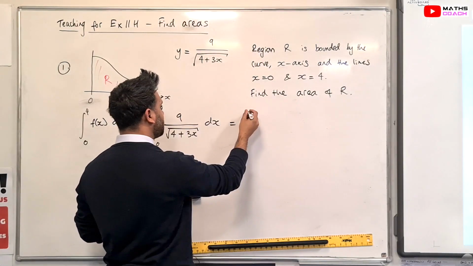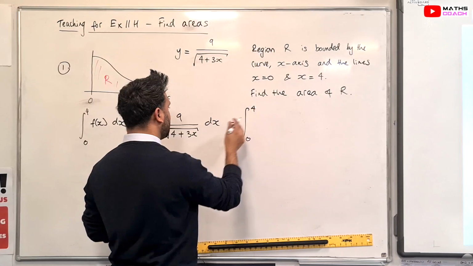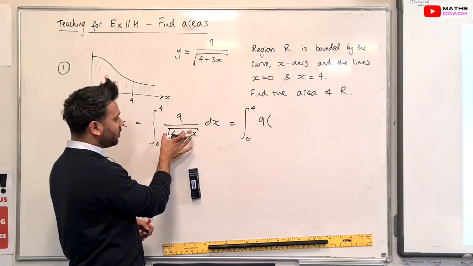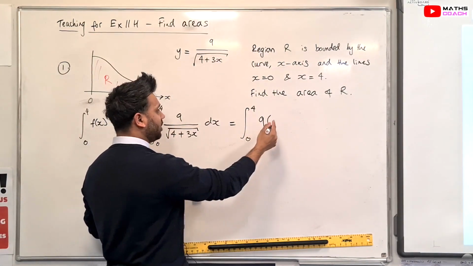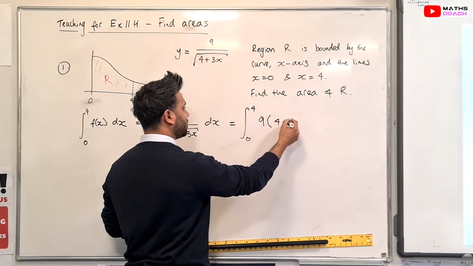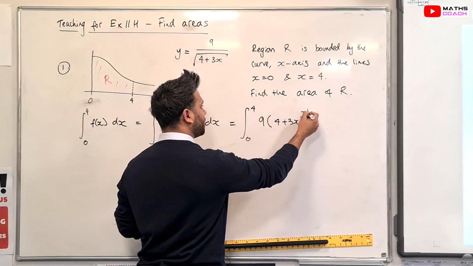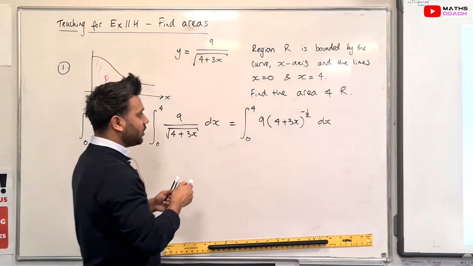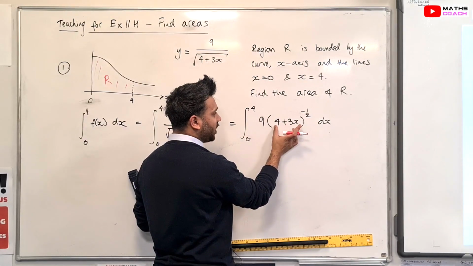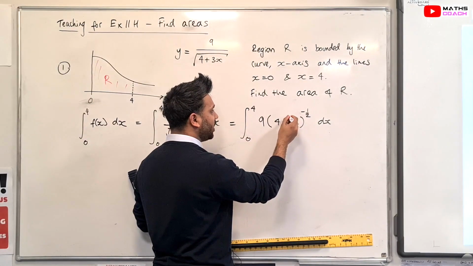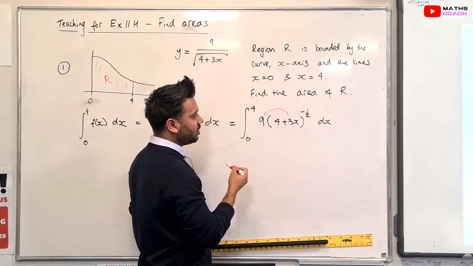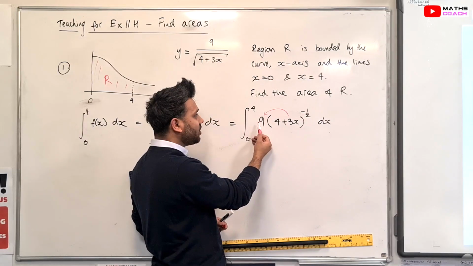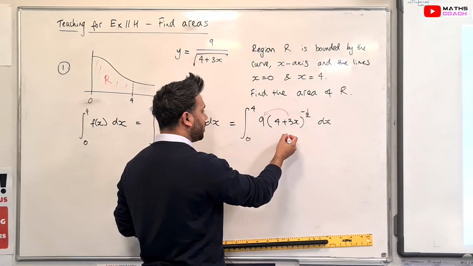First step is to get it into the form ready for integration. So that's 9 bracket, bringing the denominator to the top and writing it as a power of a bracket: 9 times 4 plus 3x to the power of minus a half, with respect to x. Now, what kind of integration is this? If we differentiate the function inside the bracket, we get 3, and we have a multiple of 3 sitting on the outside. That tells us it's the reverse of the chain rule.